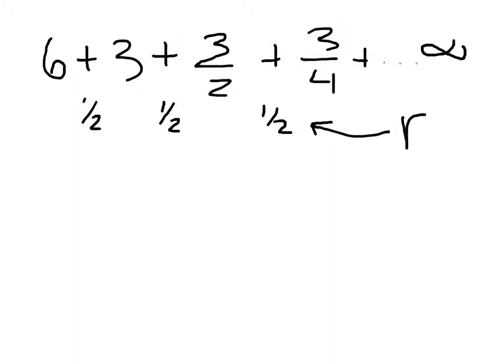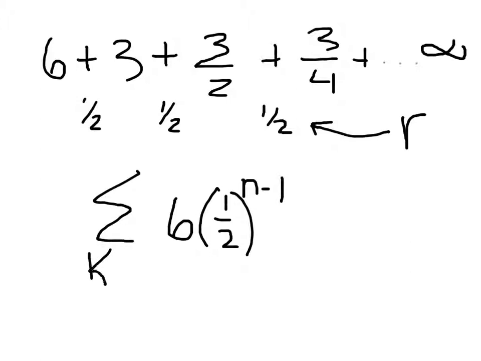And the formula for a geometric sequence is the first term times the common ratio to the n minus 1 power. And I want to find the sum from the first term. Oh, I used n, so I've got to use n. From the first term all the way to infinity.